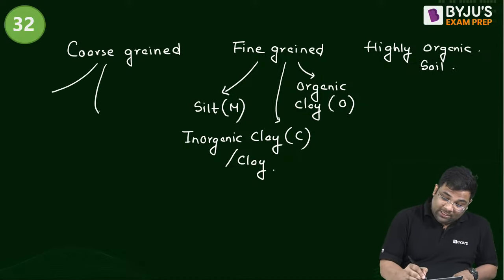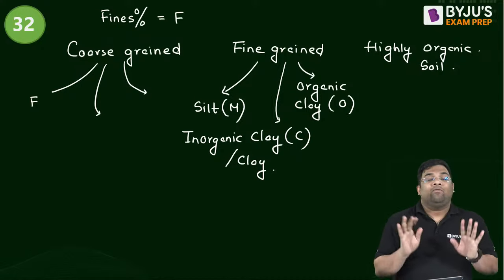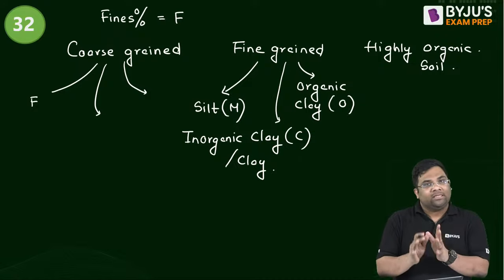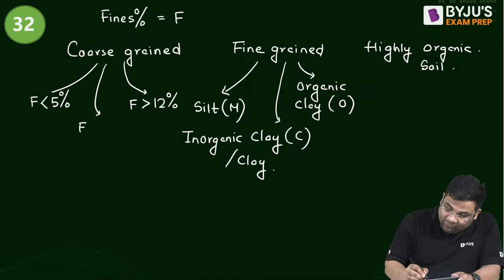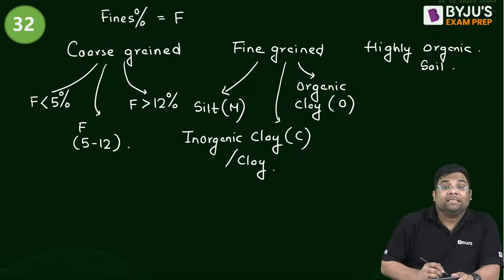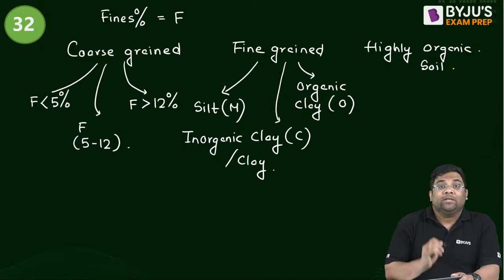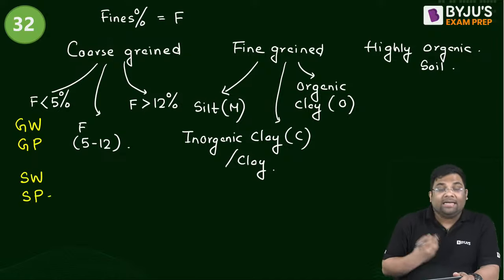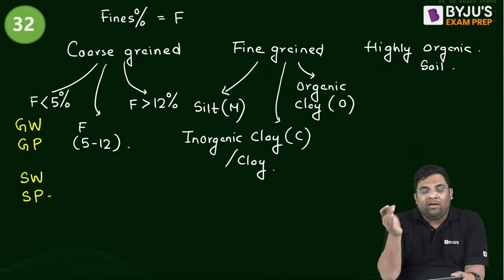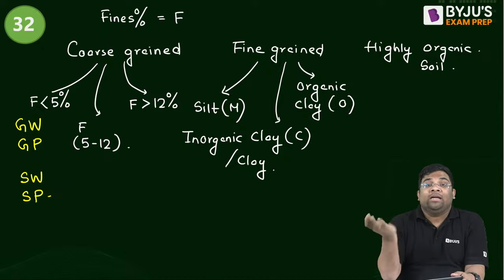Now coarse grained is divided into three categories. Coarse grain doesn't mean that the fine percentage is zero. It means 50% or more is coarse. So the fines can be less than 5%, greater than 12%, or between 5 and 12%. When it is less than 5%, we classify into either well graded or poorly graded, either gravel or sand. Well graded gravel, poorly graded gravel, and then well graded sand and poorly graded sand.